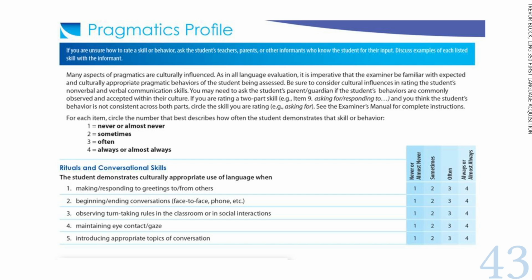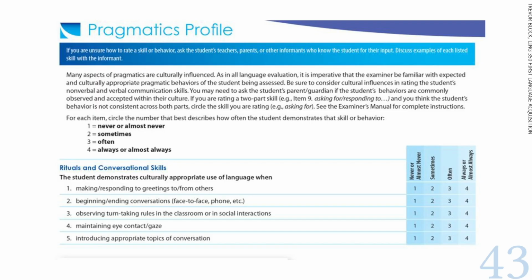And finally, an example might be a pragmatics profile. This is like the observational behavior at the beginning, but it's like an actual task. Well, not necessarily a task that they're doing at the moment, but a task that would have to be done at some point where they talk with other people. So not a formal task, but an informal task about rituals and conversation skills.